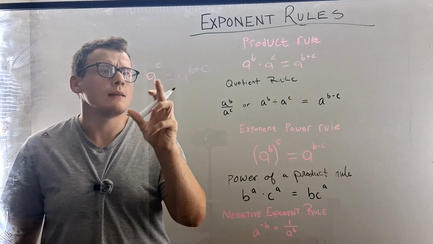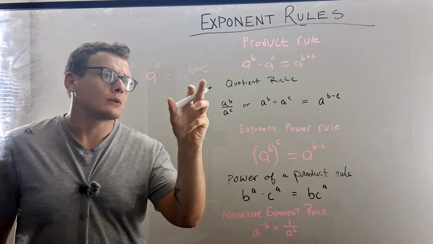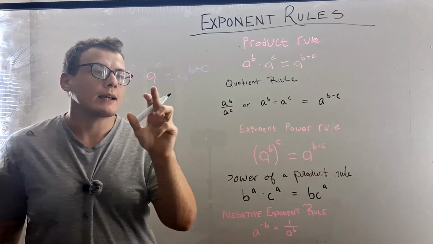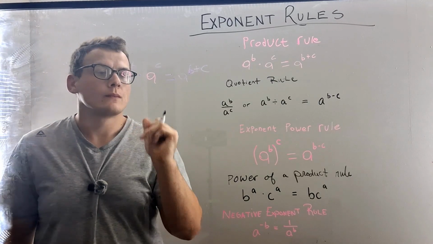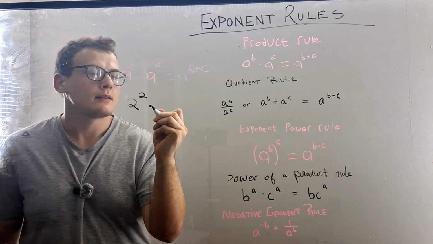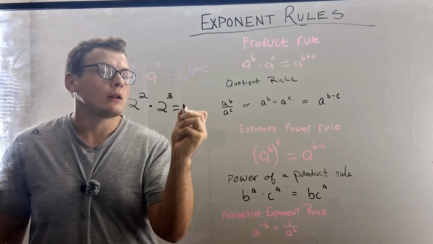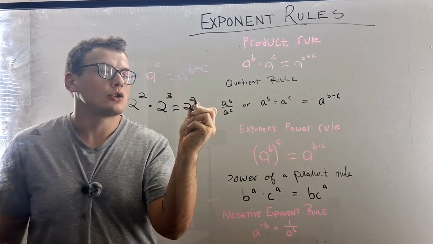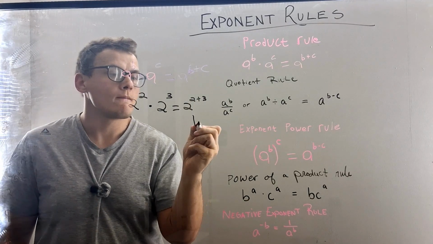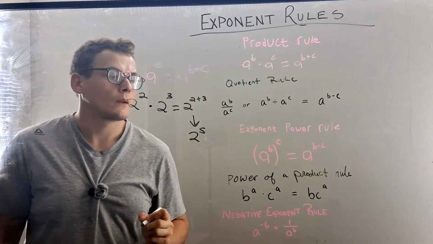A to the B times A to the C is equal to A to the B plus C. The key point here is that the base needs to be the same. So if we wrote 2 to the second times 2 to the third, that will equal 2 to the 2 plus 3, or 2 to the fifth. Okay?